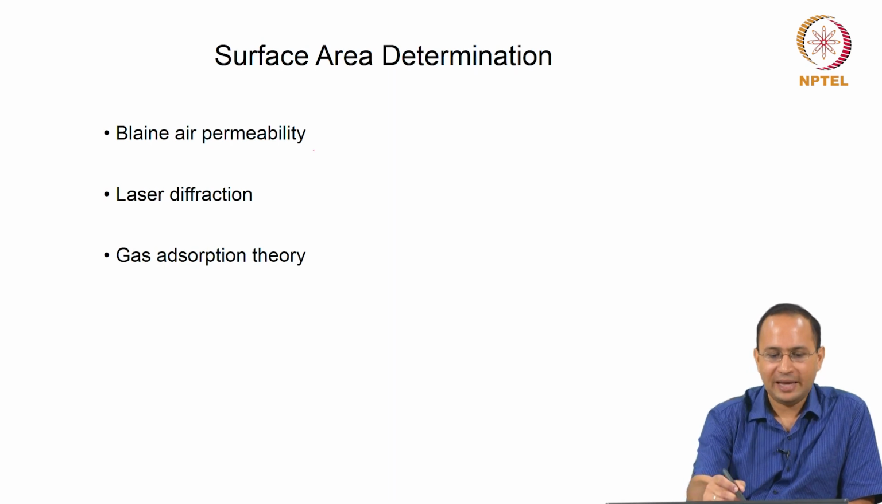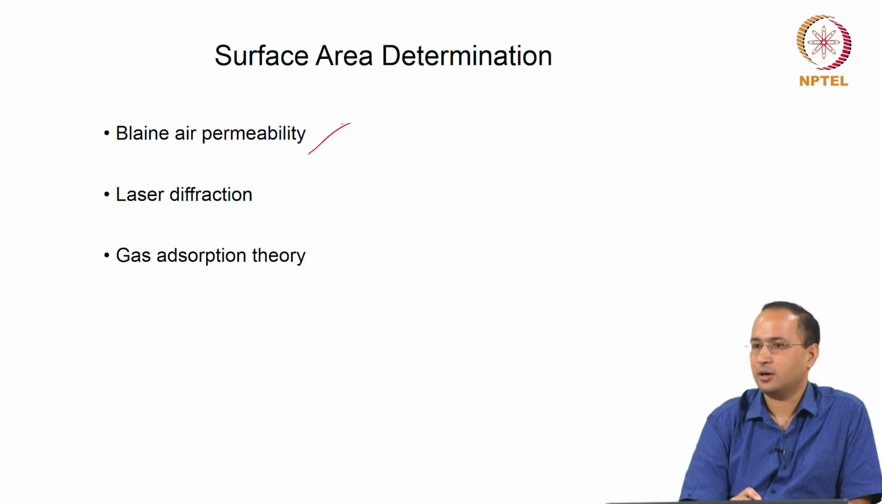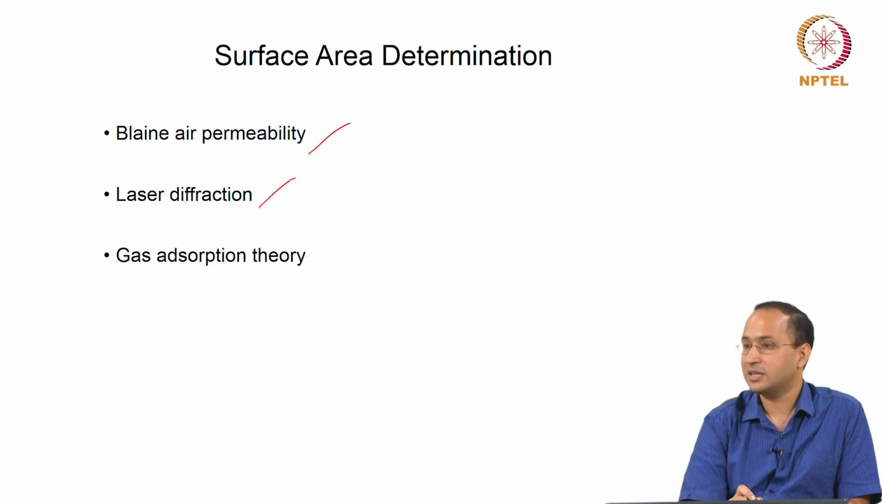So, we can use the Blaine Air Permeability test. Most of you must be familiar with this, and we define Blaine fineness, right. When we have a cement, it will always have some Blaine fineness. So, the Blaine Air Permeability test is used to determine that. Laser diffraction can also be used to determine the surface area, and we will also look into gas adsorption theory.